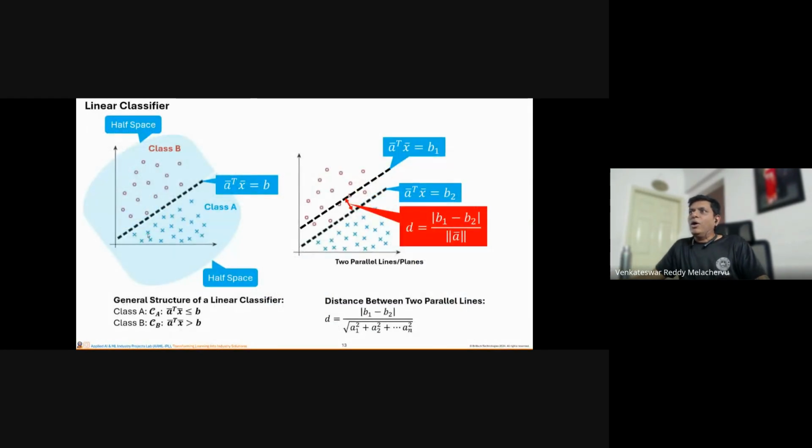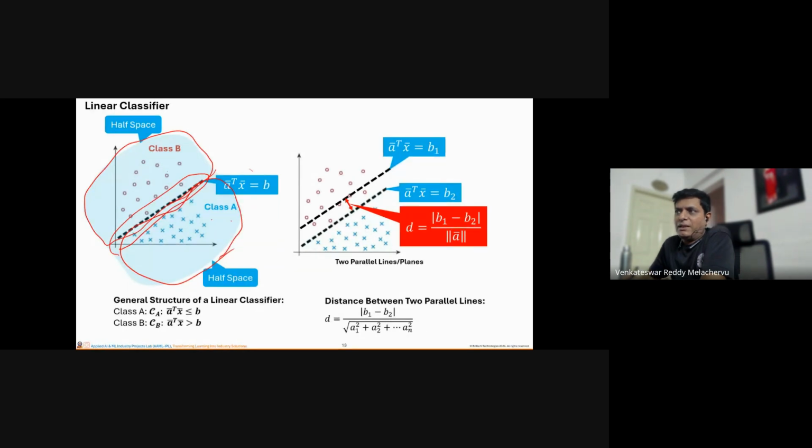Now let's get into a little more mathematical representation of the linear classifier. As you can see here, we have this class represented in the blue shaded curved area with the decision boundary in black dotted line, and of course data on both sides. One class on the one side and the other on the other side. These two areas that are separated by the decision boundary are called half spaces.